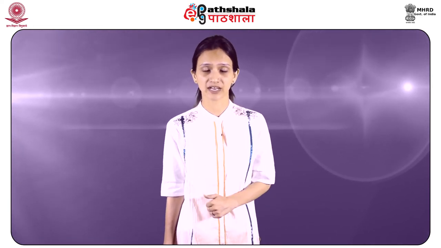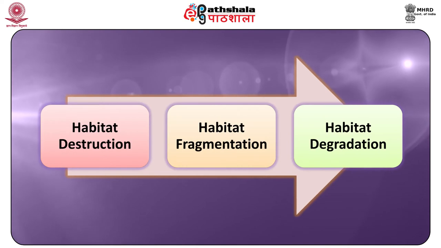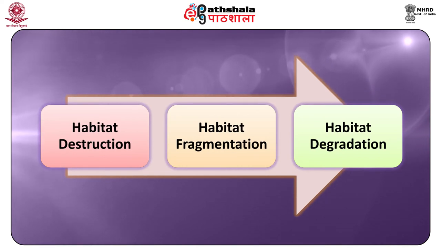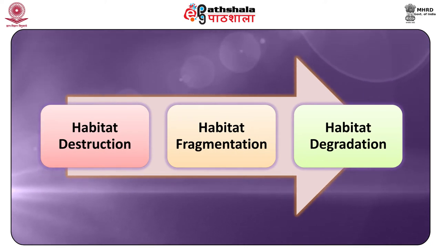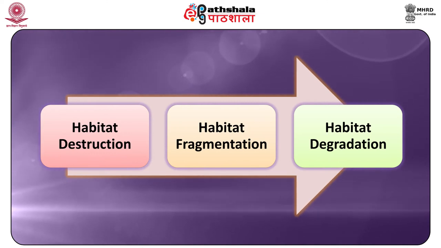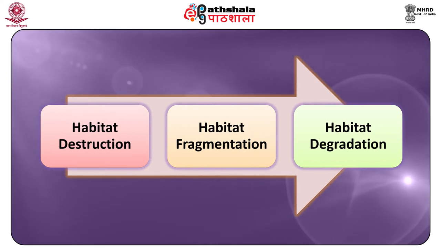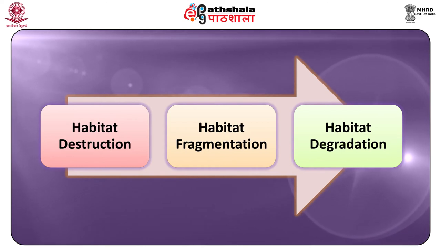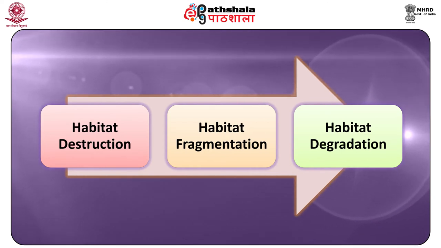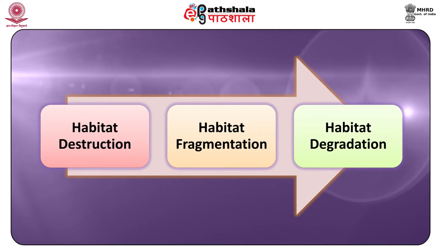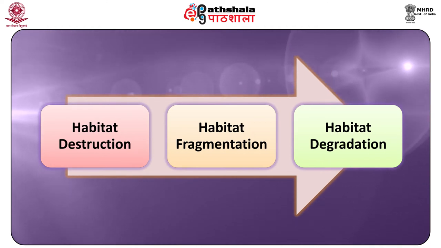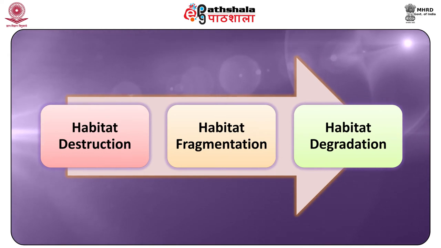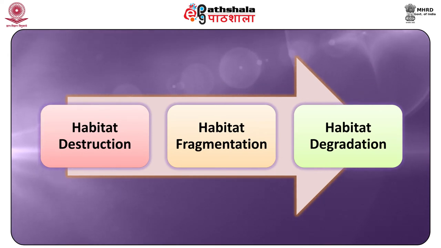There are three major kinds of habitat loss. Habitat destruction. A bulldozer pushing down trees is the iconic image of habitat destruction. Other ways that people are directly destroying habitat include filling in wetlands, dredging rivers, mowing fields, and cutting down trees. Next is habitat fragmentation. Much of the remaining terrestrial wildlife habitat in the US has been cut up into fragments by roads and development.